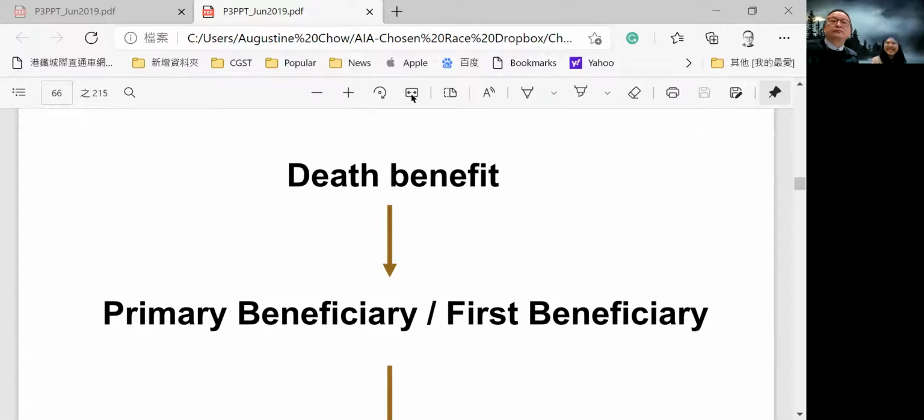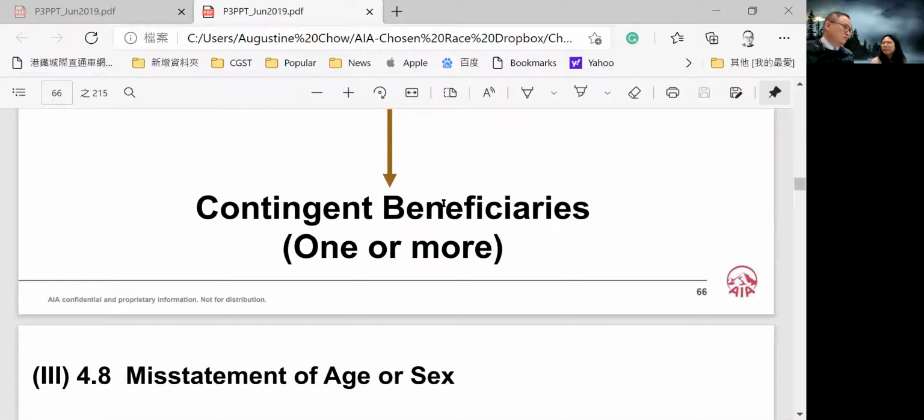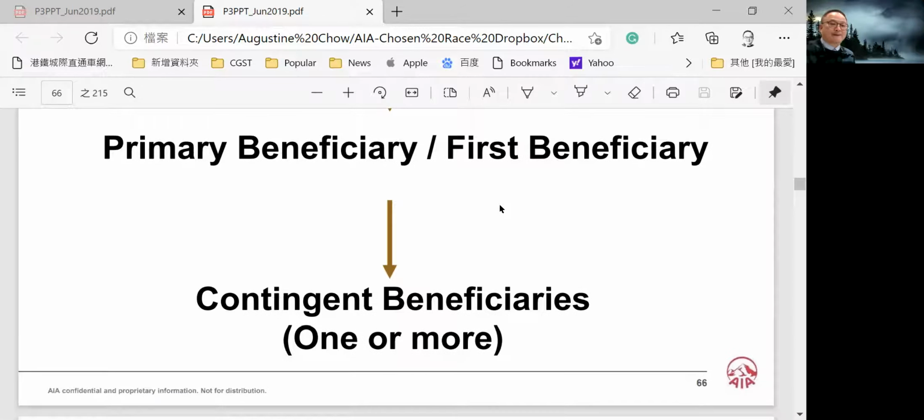Okay. Contingent beneficiary. You can name one or more beneficiaries. Contingent beneficiary: second, third, fourth. Can you name multiple beneficiaries as the primary beneficiary? No, primary, only one. There is a rank order, first, second, third, but it's also contingent. If all of them die, then the contingent beneficiary comes in.